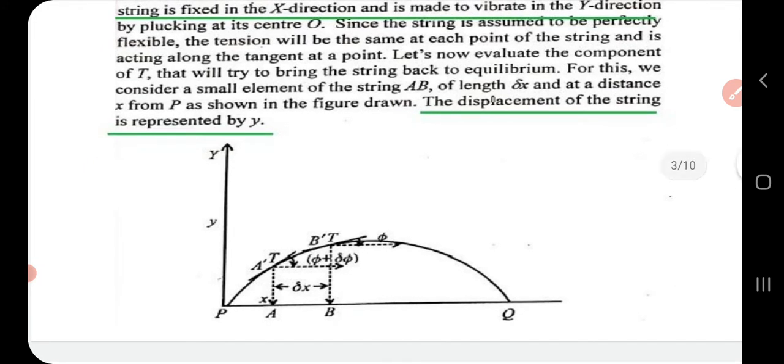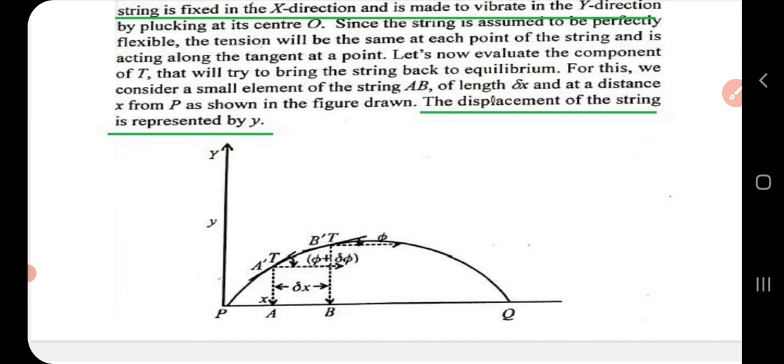Now we already made an assumption that the string is flexible. Because of that reason itself, the tension which is experienced by the string will be the same at each and every point of the string. So since the string is flexible, it is experiencing the same tension at each and every point. Now our aim is to calculate or to evaluate the component of tension T. For that, just consider a small element, say AB, of the string.